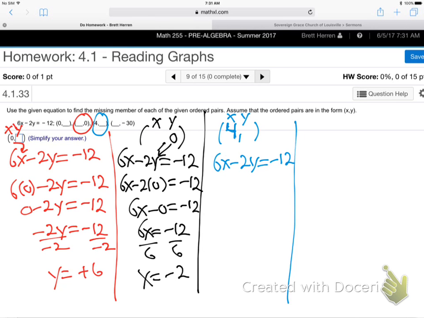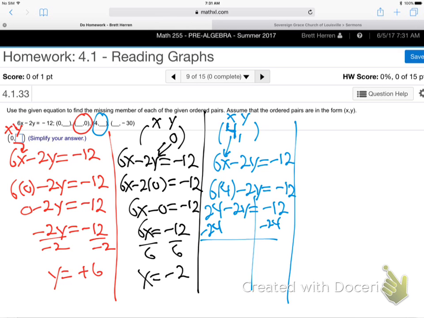All right, take that 4 and pop it in there for x. And then what's that? 24 minus 2y is minus 12. We good to there so far? And now y is saying, I want to be alone on my side of the wall. So what do we do to get y alone? Remember, you save the minus 2 for last. Get rid of the 24 first off. Subtract 24 from both sides.